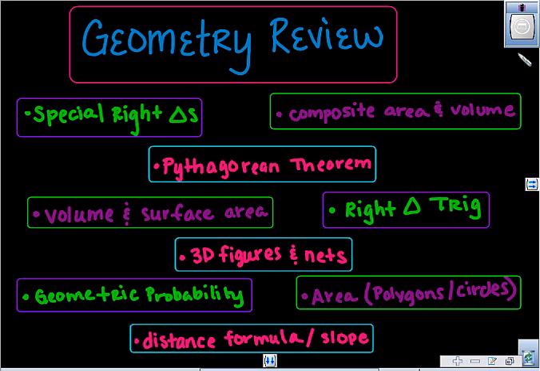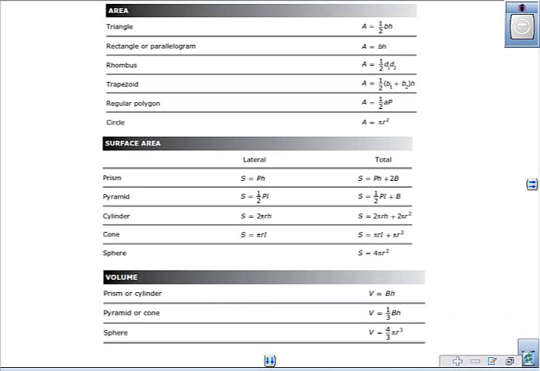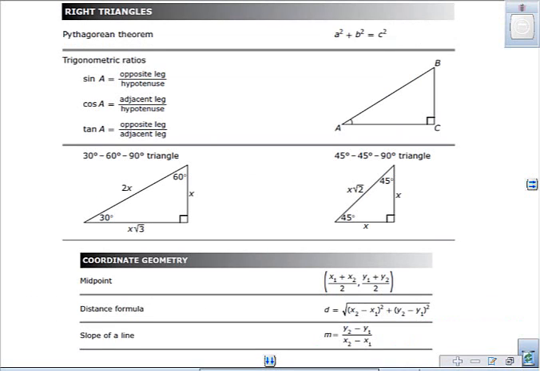Alright, this is part 3 of this geometry review. All of the following topics are being reviewed in this series of videos. Here's the front of the formula chart and the back. You can refer back to these if you need any of those.